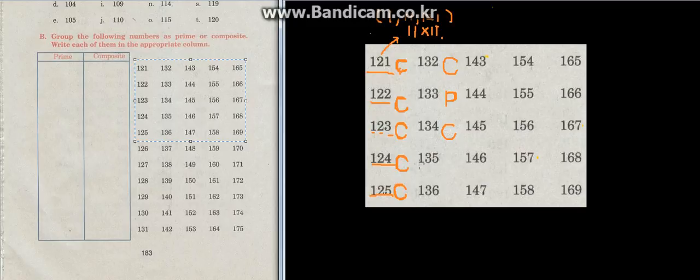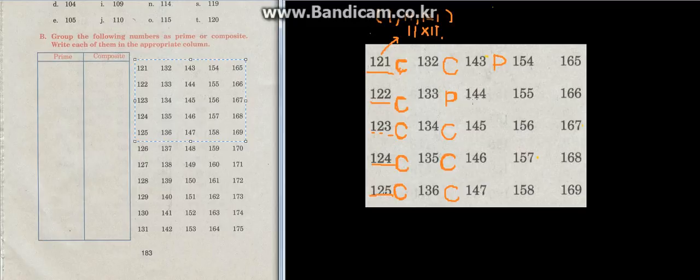Then how about 135? It ends with 5, so it has more than two factors, so this is composite number. Then how about 136? It's even number, so it can be divided by 2, so this is composite number. Then 143. Here it only has two factors, which are 1 and 143 itself. So this is the second prime number.